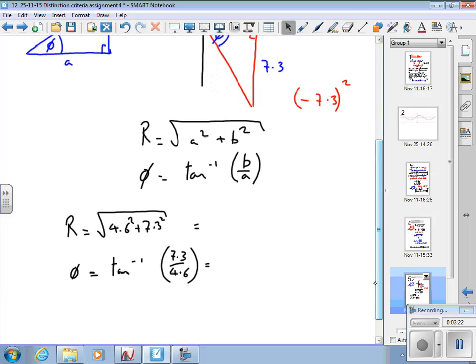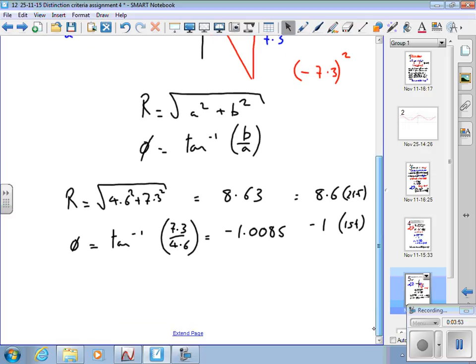So what do you get for R? 8.63. 8.63, and for phi? Minus 1.0085. So we could round those, couldn't we? About 8.6 to two significant figures, and 1 to one significant figure. Well, actually, to two significant figures. So now we can put those back in.